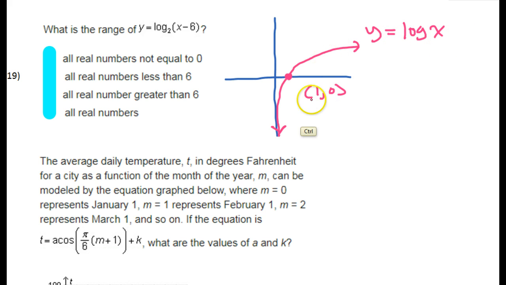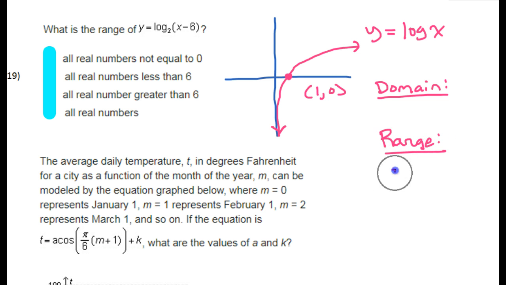So the range. Notice the range is how far a function travels from bottom to top. Well, this graph goes down forever and up forever. So the parent function always has a range of all real numbers. So just for fun, let's talk about the domain and the range. Okay, because next time they might ask you for a domain, you never know. So the range would be all real numbers.